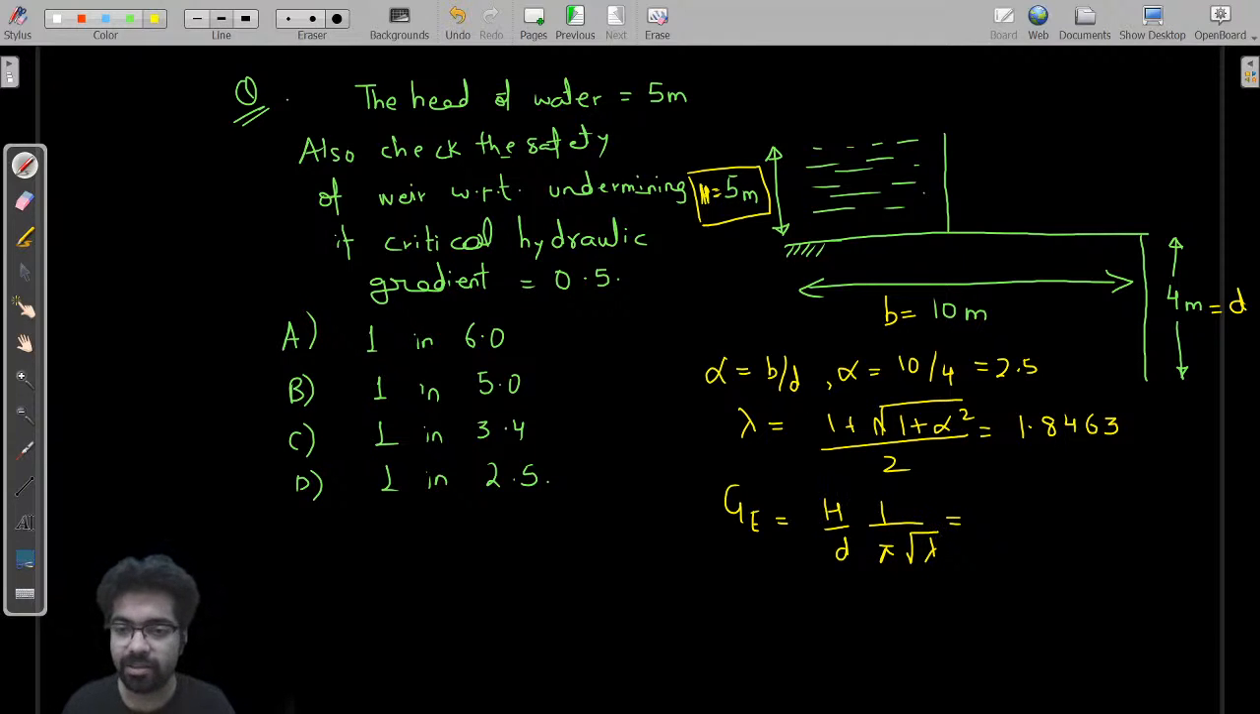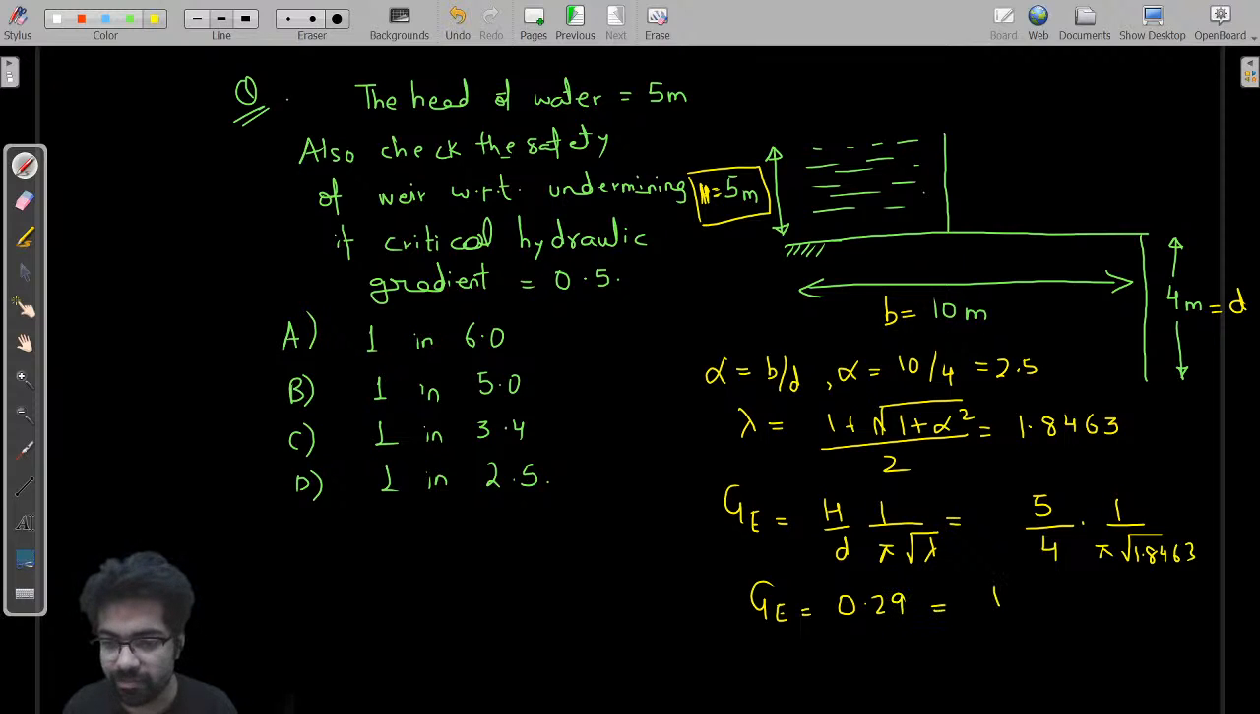H is given as 5, we will put 5 here, we will write 4 here, 1, 5, and you all are right. When you solve this, G is coming out as 0.29, or you can say 1 in 3.4. This value is equal to this only, very simple. This 1 upon 3.4 is nothing but 0.29, everyone knows this. Now we will see.